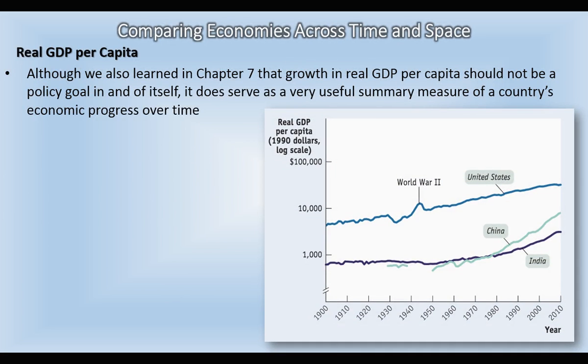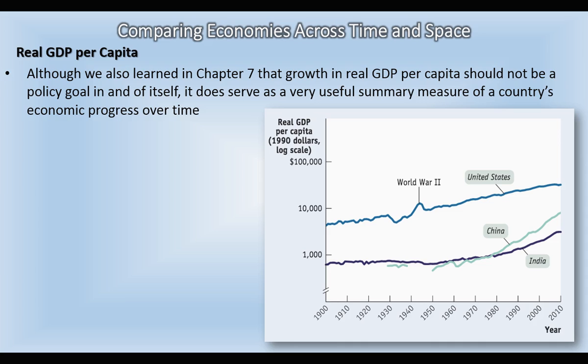So let's talk about real GDP per capita again. That is the measure that helps us compare different countries, because if not, then you're just talking about the amount that they can produce, and that doesn't really tell you the amount they can produce in relation to their population, therefore giving us an indication of their living standards. So again, real GDP per capita is the measure that we use to compare countries and places across time. Although we also learned in chapter 7 that growth in real GDP per capita should not be a policy goal in and of itself, it does serve as a very useful summary measure of a country's economic progress over time. So here we have real GDP per capita in 1990 dollars.